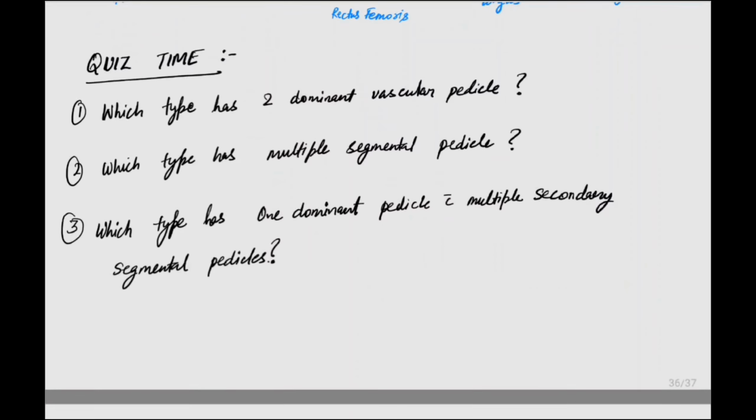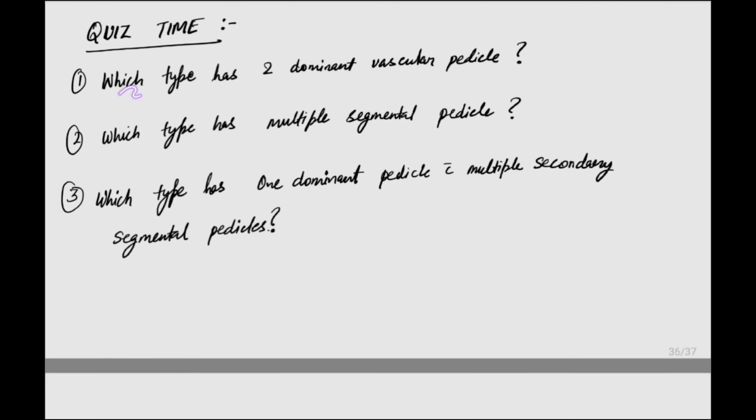Now, let's have the quiz time. Which type has two dominant vascular pedicles? The answer is type 3. Which type has multiple segmental pedicles? The answer is type 4 flap. Which type has one dominant pedicle and multiple segmental pedicles? The answer is type 5 flap.